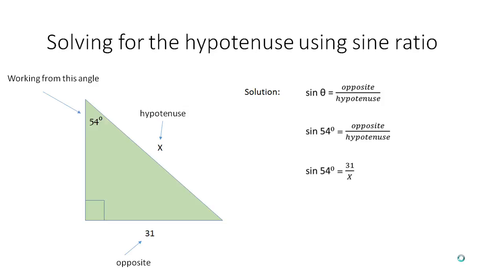To begin solving for the x in the denominator position, multiply both sides by x. This eliminates x from the right-hand side and gives the expression x multiplied by the sine of 54 is equal to 31. To complete solving for x, divide both sides by the sine of 54. Eliminating sine from the left-hand side, we get the expression x is equal to 31 over the sine of 54 degrees. Completing the mathematical operation, we learn the hypotenuse is equal to 38.32 units in length.